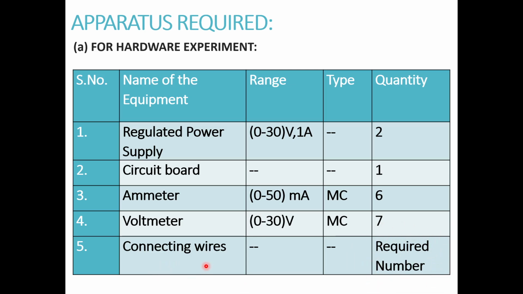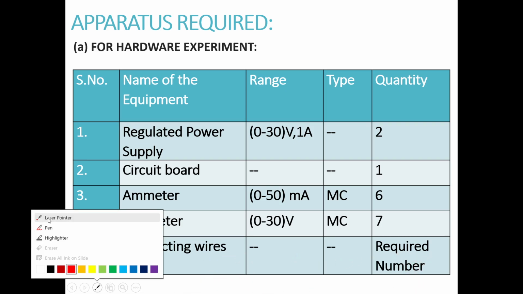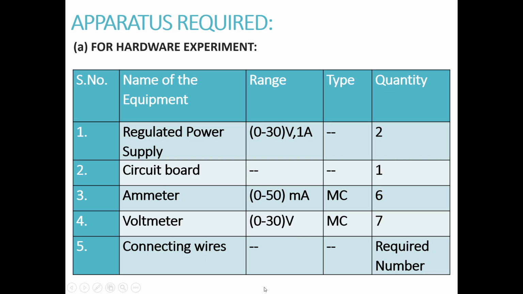It depends on the circuit that you are going to use, and depending on the number of elements in your circuit, the connecting wires may vary. That's why the quantity is required number. You can pause the video and copy down this tabular column in your observation or record.